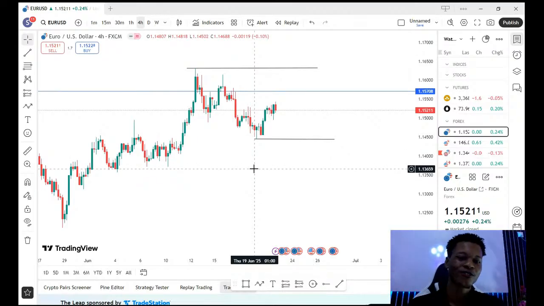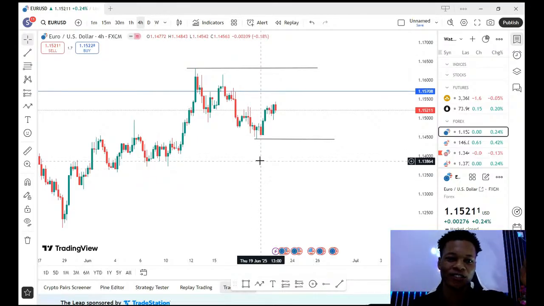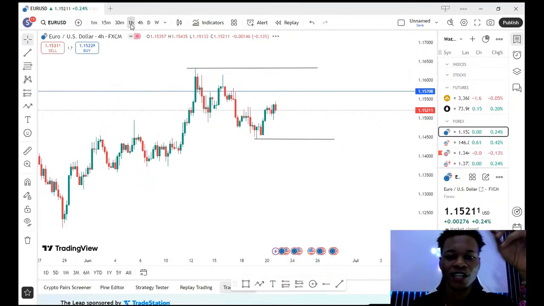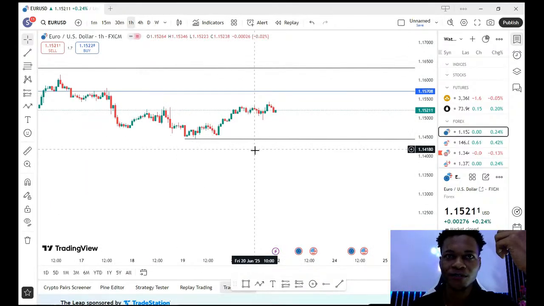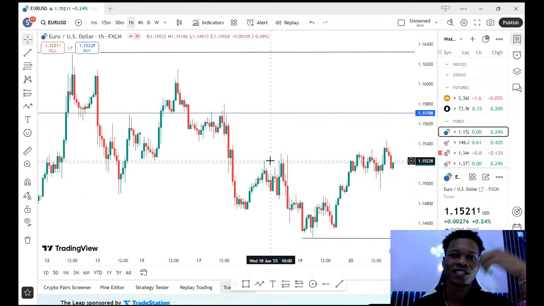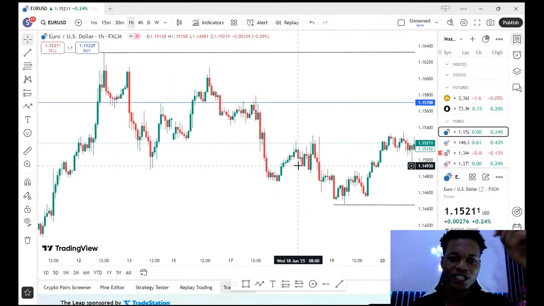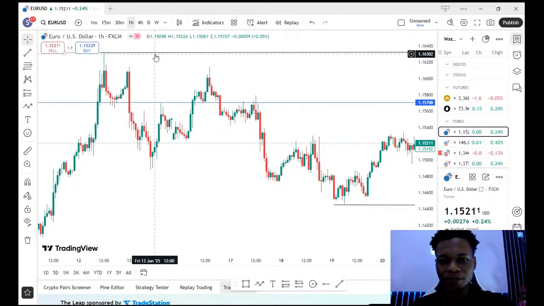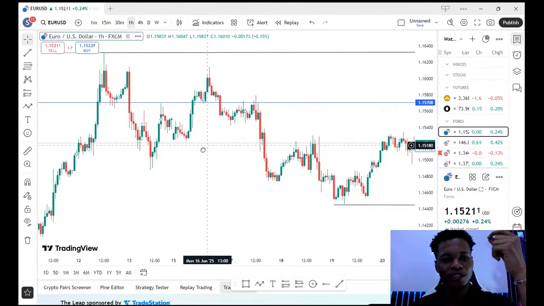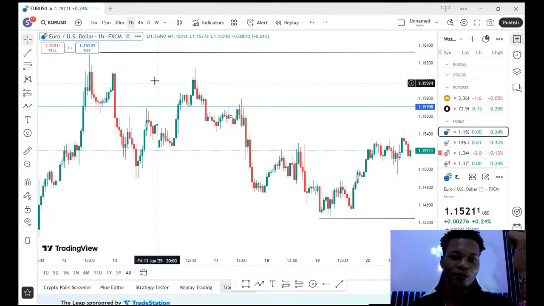So for those of us that are trading the lower time frame, I'll be going down to the 1 hour time frame to see the overall view of the market. Let me refresh the chart. On this 1 hour time frame, you notice price came all the way to this high, which is very massive on the 4 hours time frame.